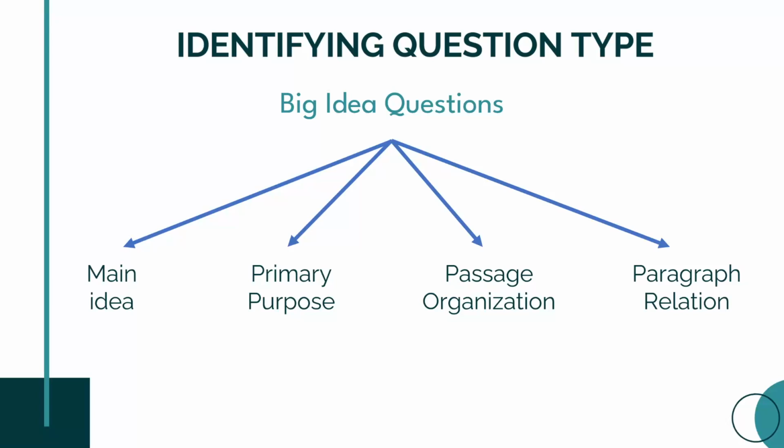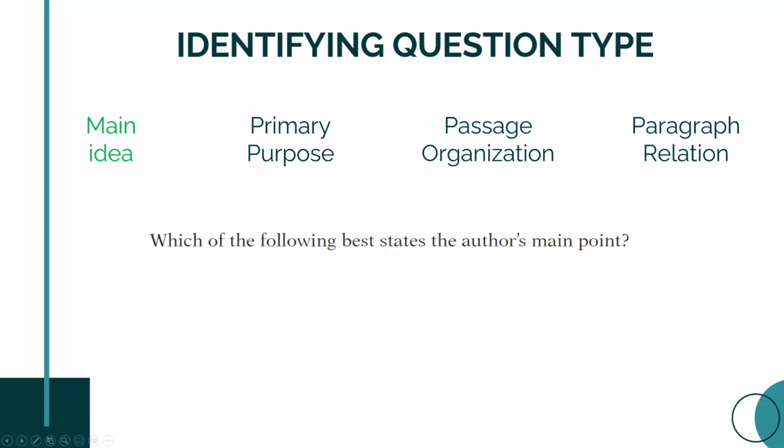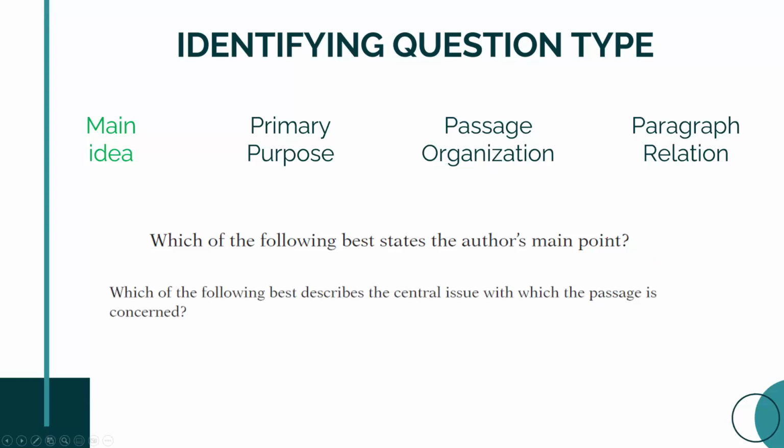So let's go ahead and look at some examples. We're going to start here with main idea. A main idea question might be phrased in the following ways. Which of the following best states the author's main point? Another example would be right here: Which of the following best describes the central issue with which the passage is concerned?